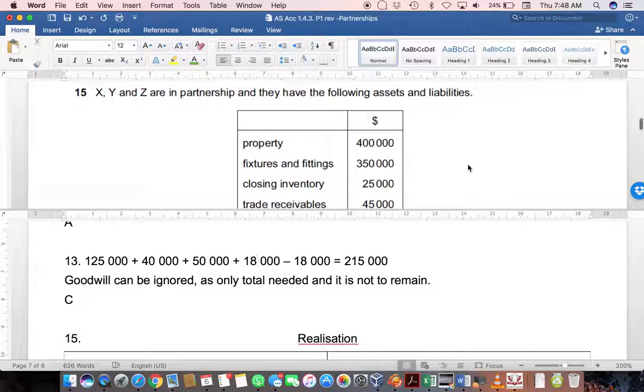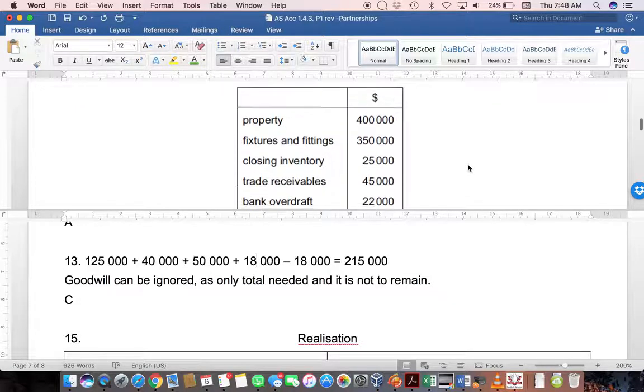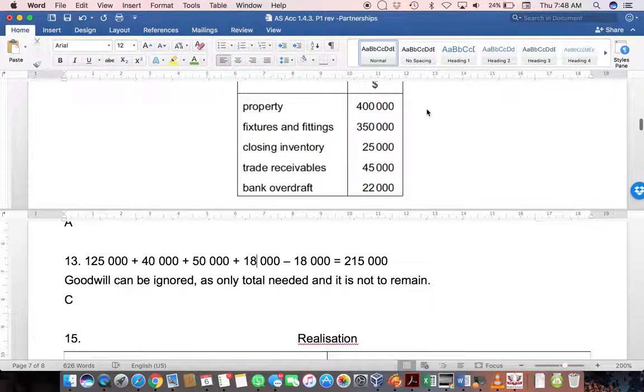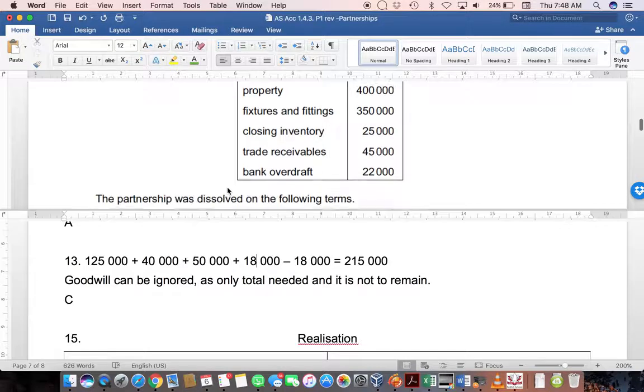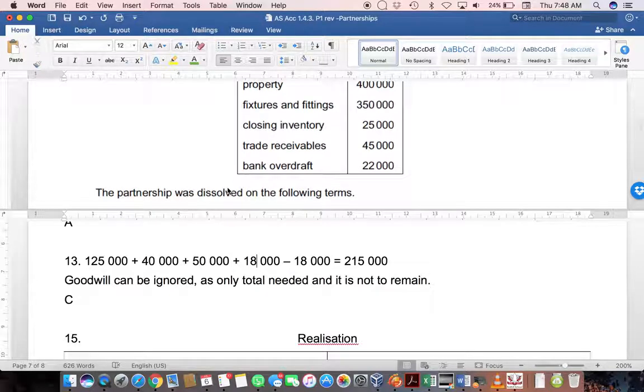Number 15, X, Y, and Z are in partnership and they have the following assets and liabilities. You can see a number of things are given here. You're given your property and your fixtures and fittings. Those are your non-current assets. You're given closing inventory and trade receivables, which are some of your current assets, and your bank overdraft, which is obviously a current liability.